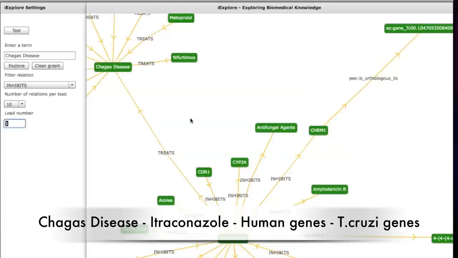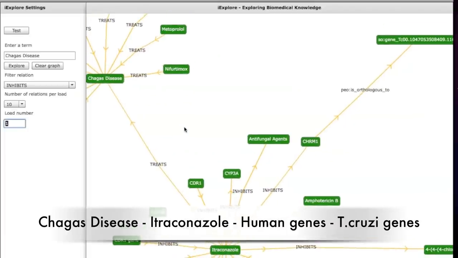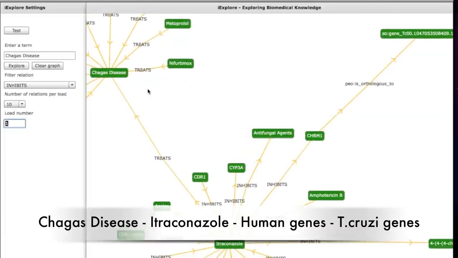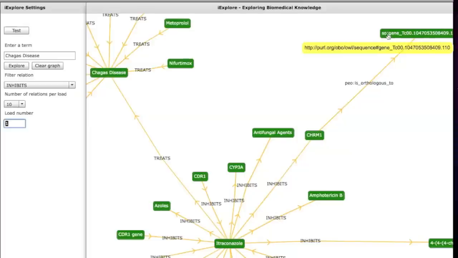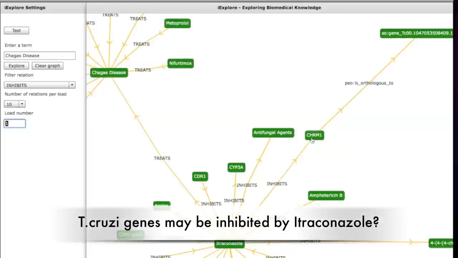In summary, this sample scenario establishes a chain of named relationships from Chagas disease to itraconazole and human genes to T. cruzi genes. We generate a hypothesis from this chain that the T. cruzi orthologs of human genes inhibited by itraconazole may also be inhibited by itraconazole and thus be candidates for further studies into the mechanisms of actions of the drug itraconazole on T. cruzi.